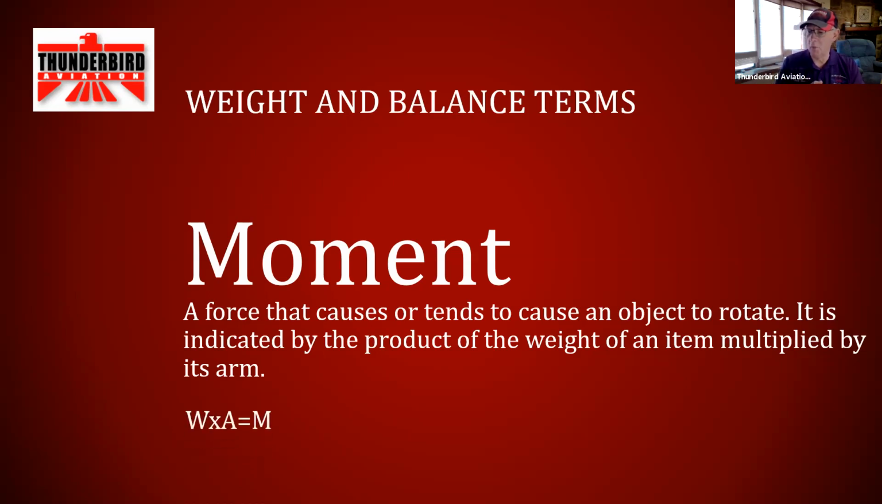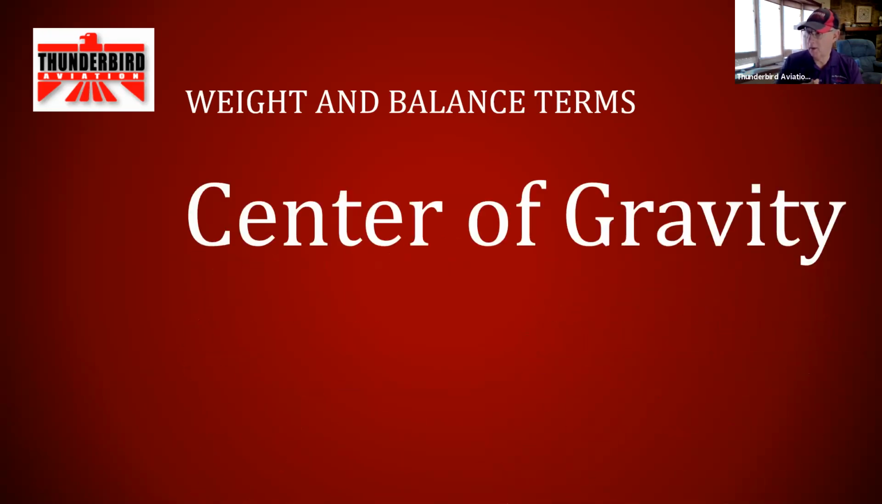And here's where we get the weight times arm equals moment formula that everybody is very, very familiar with. You take the weight of the item that you have, multiply it times the arm, the distance away from the datum, and that will be the moment of that item, to help you figure out the weight part and the balance part of the weight and balance problem.